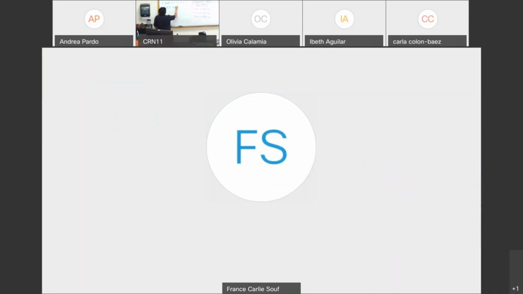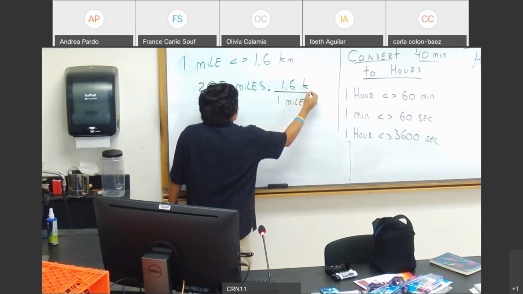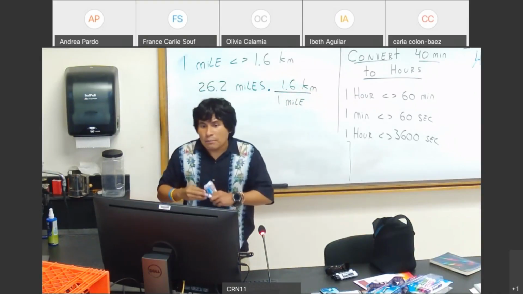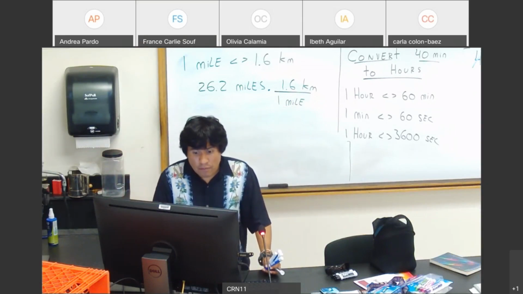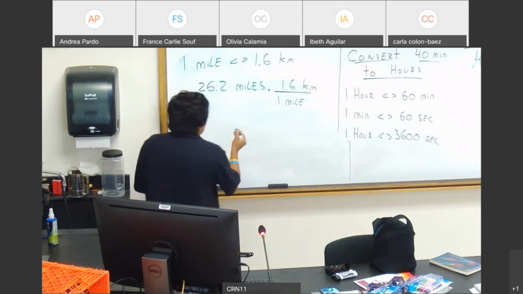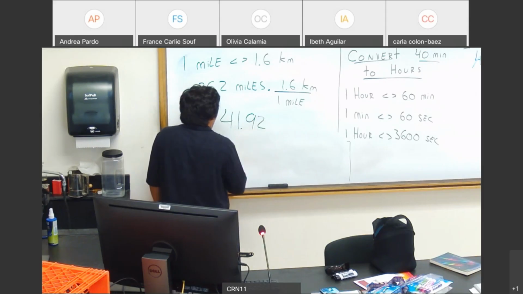If you want to change to kilometers, you use this, right? 1 mile is 1.6 kilometers. All right, so now you can see why the metric system is better, because the conversion between metric and imperial is not very pretty, right? So you have to use your calculator for this. I will say 26.2 times 1.6, I get 41.92, so 41.92 kilometers.